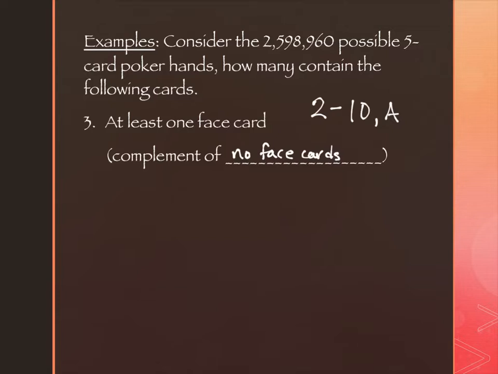How many numbers are there from 2 to 10? Let me start there. There are 9, plus my ace makes 10. But there's 10 in the hearts, and there's 10 in spades, and there's 10 in clubs, and there's 10 in diamonds. So how many are there? 40. There's 40 cards like this.